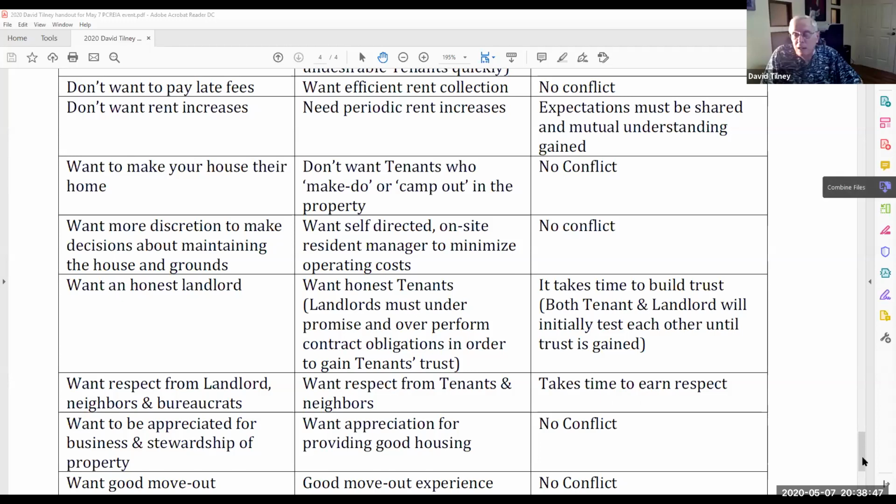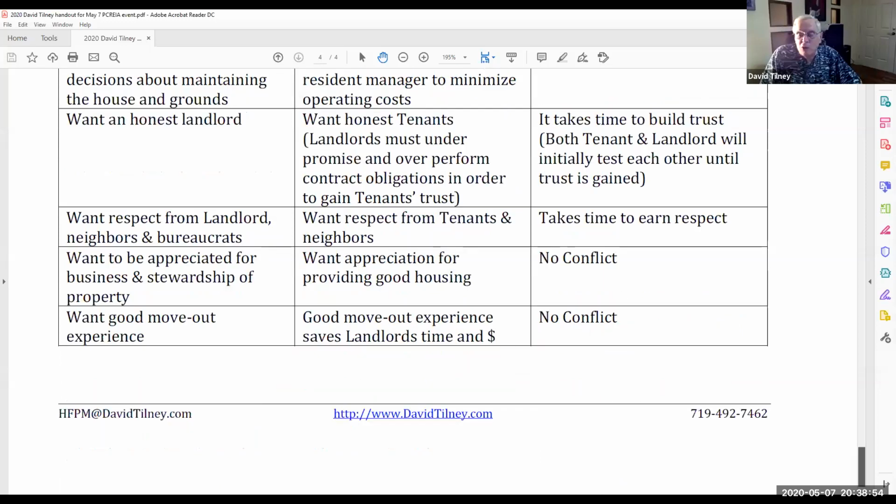Your tenants want to make your house their home. Well, I want that to happen too. You don't want people, quote unquote, camping out in your houses. You want them to take your house and make it their home. It's so important. You want them to internalize. You want them to take pride in it. It makes a big difference.